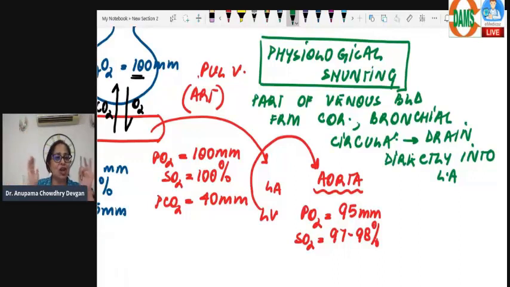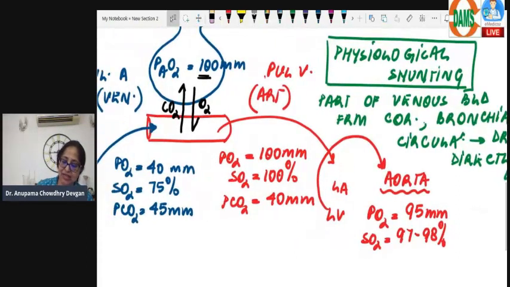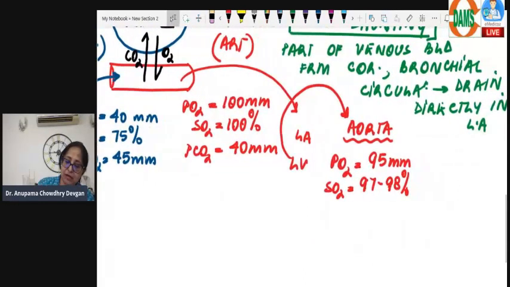Please understand, this is physiological. This is not a pathological problem. This is an anatomic anomaly which is present in everyone. A small part of the bronchial circulation and a small part of the coronary circulation drain directly into the left atrium. Deoxygenated blood will mix with the oxygenated blood in the left side of the heart. This is what is known as physiological shunting. Now, this blood from the aorta goes into the systemic capillaries.